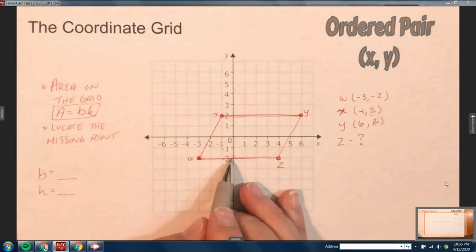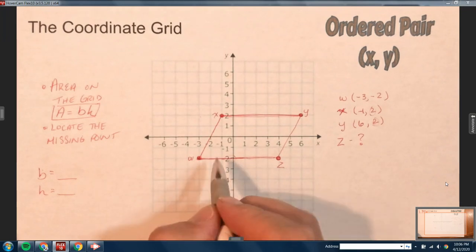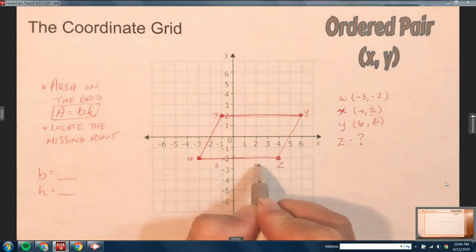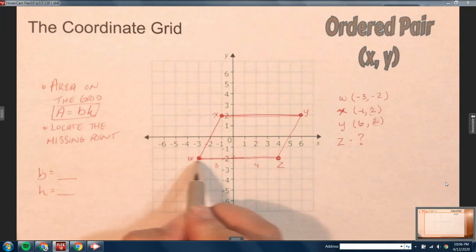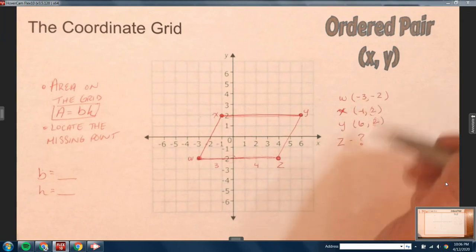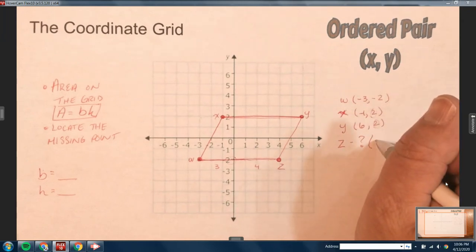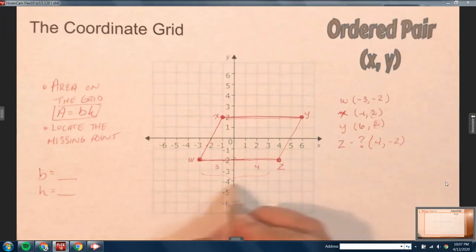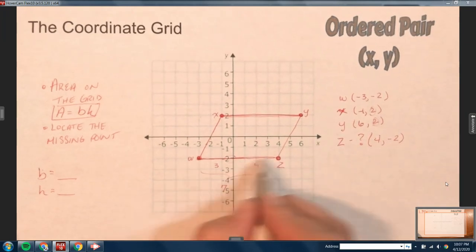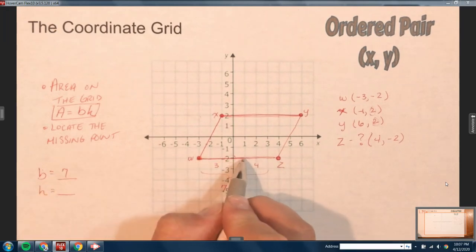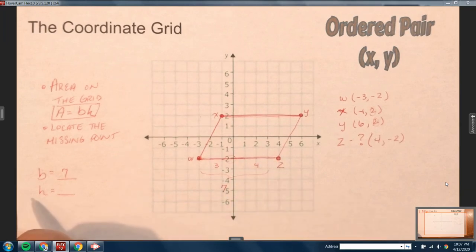So here we are 1, 2, 3 units away from 0. And here we are 1, 2, 3, 4 units away from 0. So we take the absolute value for our x values, -3, and here +4, 4, -2. We add them together, that's 7. So our base is 7 units. You can just count also 1, 2, 3, 4, 5, 6, 7.